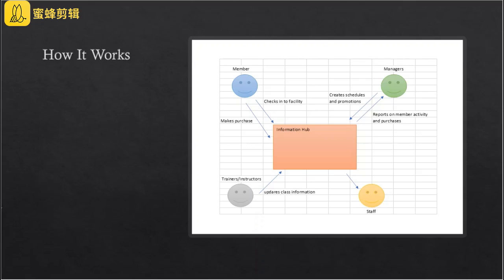They'll be able to see when the members are coming in, what classes they are using, and what purchases they are making. The staff will be able to access the training schedules, the class schedules, and the updated availability that is provided by the trainers and instructors from the staff app.